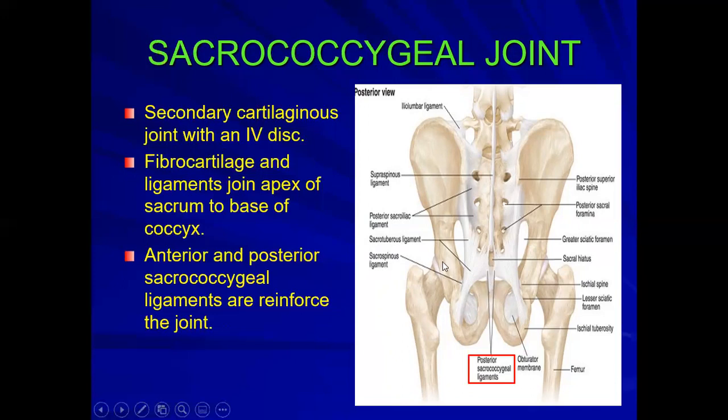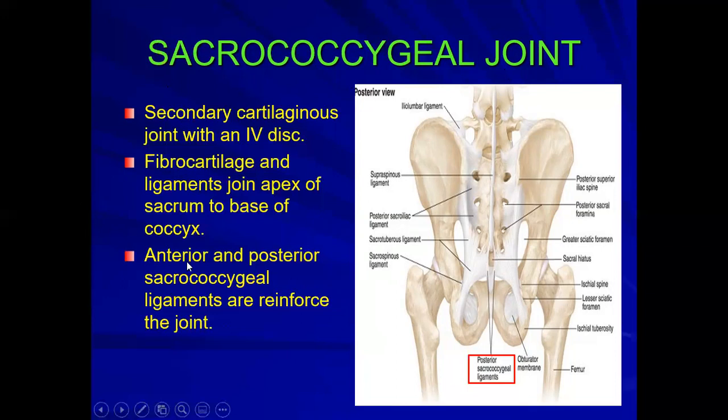The joint between the sacrum and the coccyx down here is a secondary cartilaginous joint with the IV disc. So there is an intervertebral disc between the sacrum and the coccyx. Here is the location of the sacrococcygeal joint. It's not here, I correct my statement, because we are now going to discuss the sacrococcygeal joint, not the lumbosacral joint that we have discussed previously.